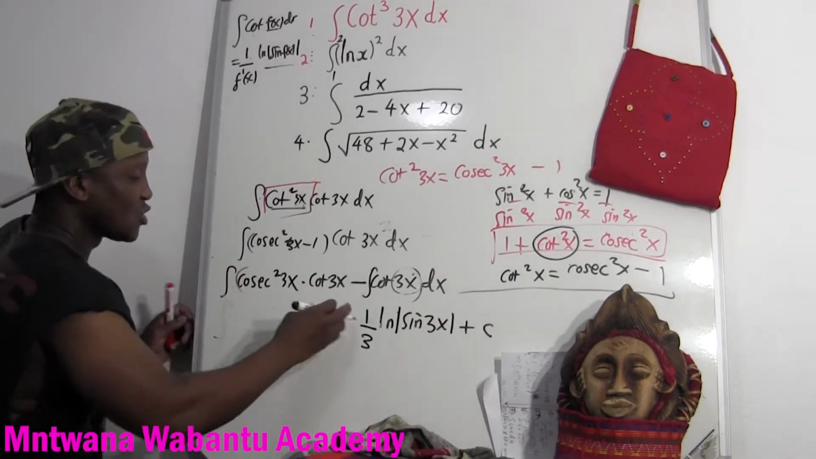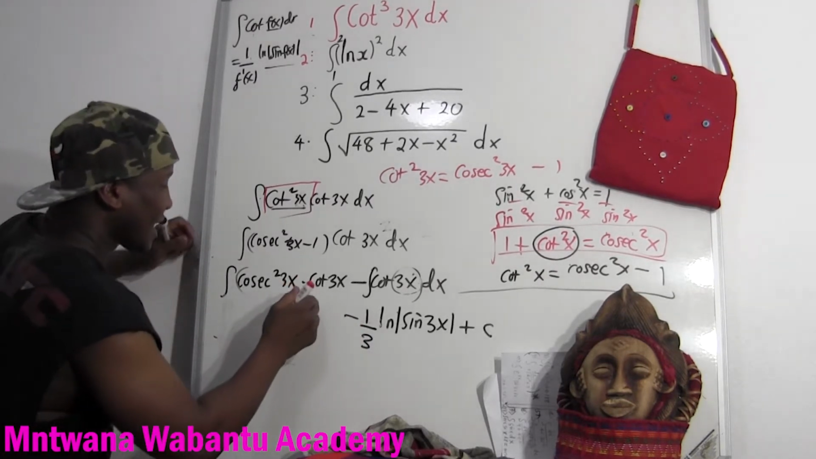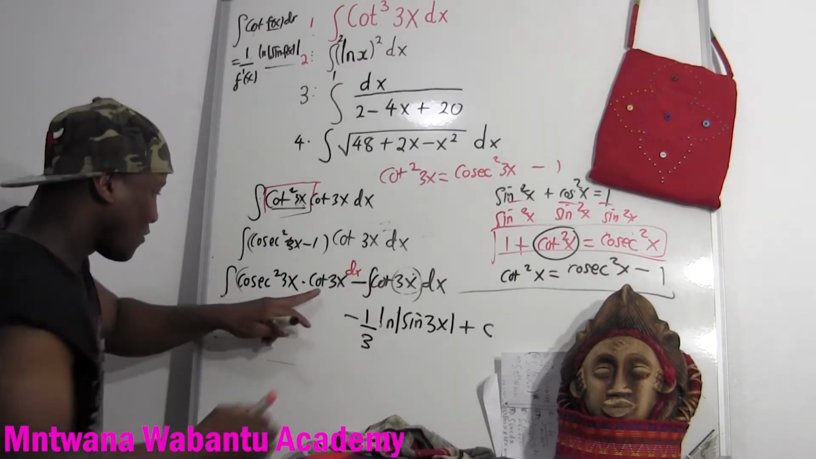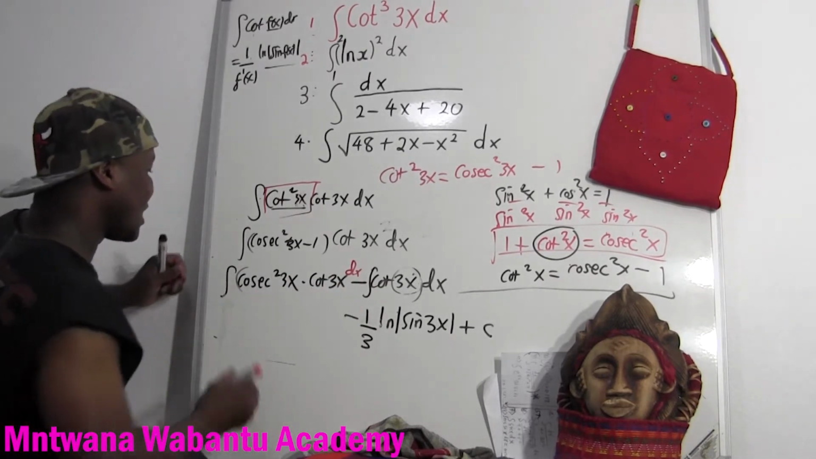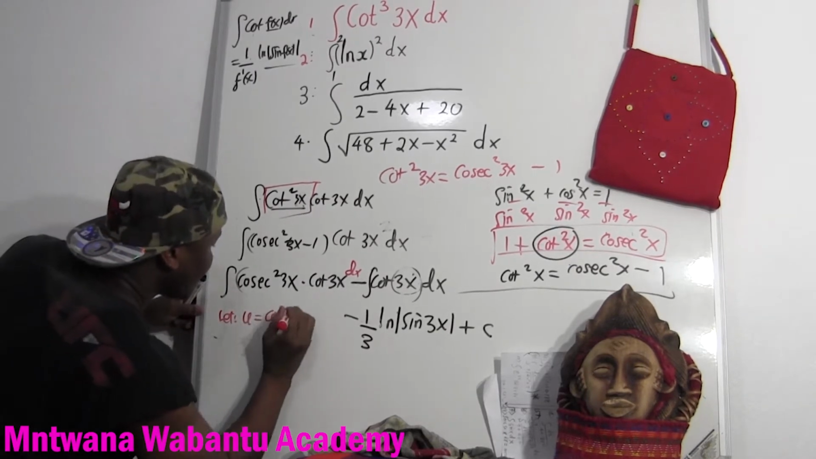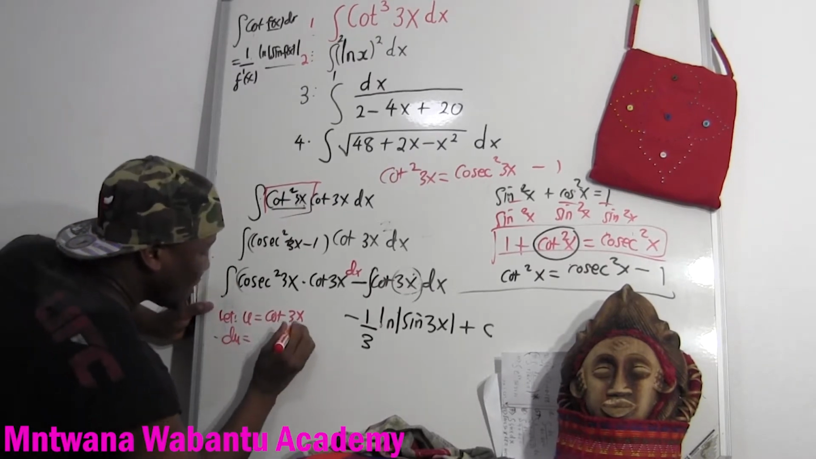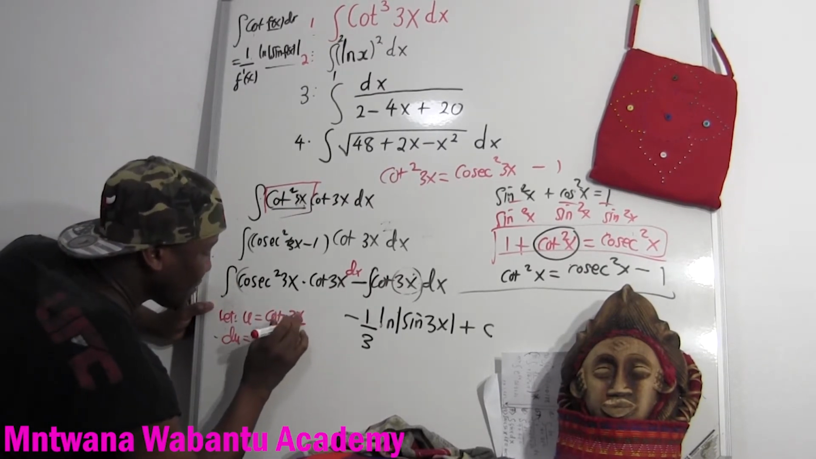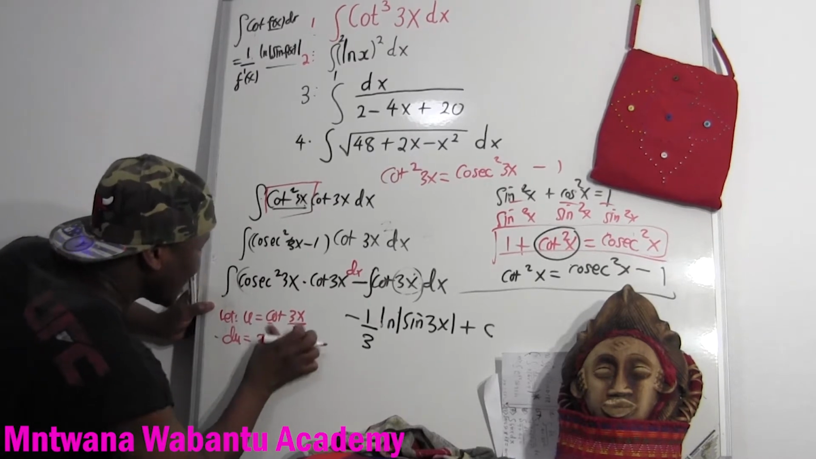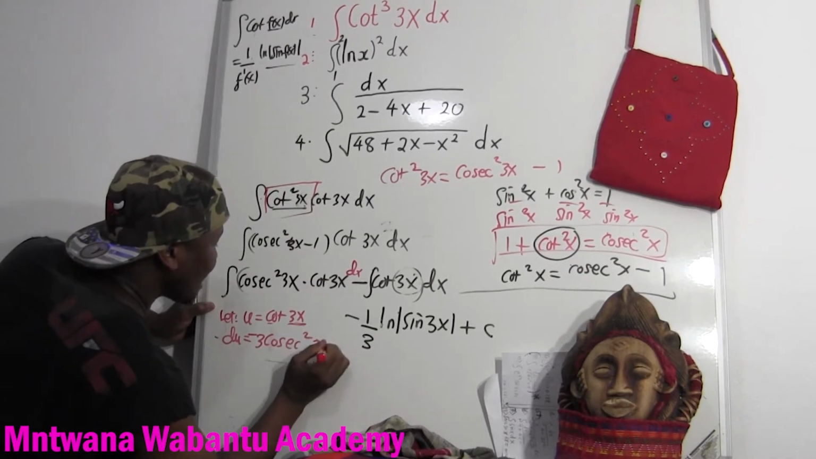Now you come here. What I want to do is treat it separately. Remember there's a dx here. I can just let, because I know if I differentiate cot, it's going to give me cosec. So I'm going to say let u equal cot 3x. If I differentiate, you must differentiate the function, which is going to give you 3. When you differentiate cot, you get negative cosec square 3x.